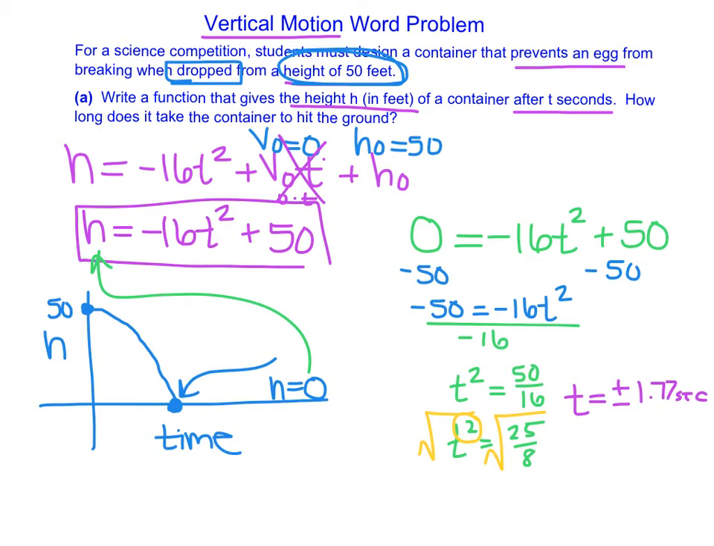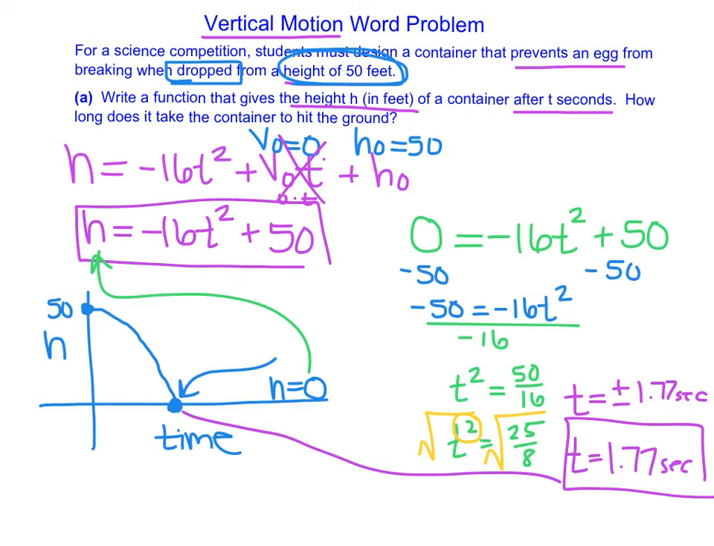Now from here, we need to think about this realistically, and while we accounted for both the positive and the negative version of seconds here, we really know that the only option is that we're going forward in time and have positive seconds. So our time here is going to be 1.77 seconds. So what this tells us is that after 1.77 seconds, our egg container is hitting the ground at height 0.